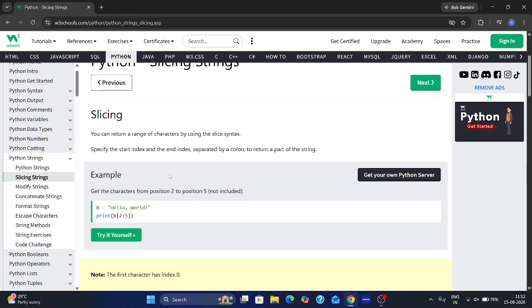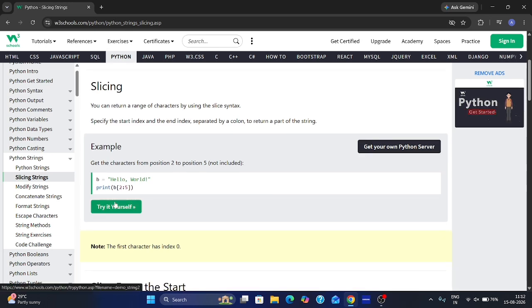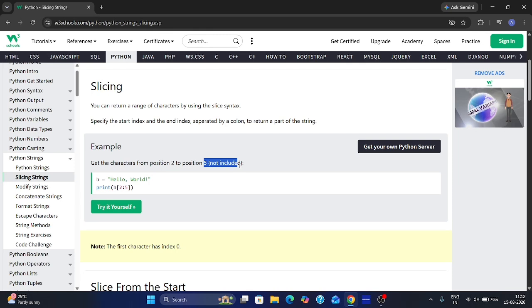Yes. So let's see a very easy example. Get the characters from position 2 to 5. Here what is written is 2 to 5. 5 is not included by default in Python. This is your starting point, and this is your ending point. You can simply remember it like this is starting, this is ending, so you don't forget.